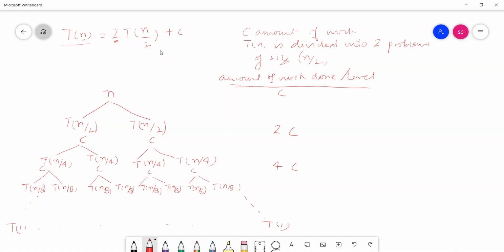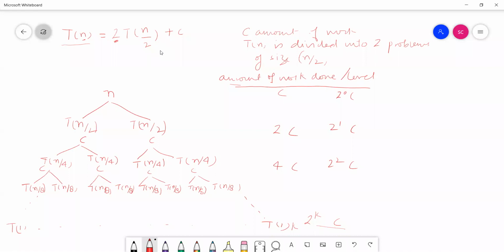Now suppose this is level k. So here we'll have 2 to power k times c. Why? Because this is 2 to power 0 times c, this is 2 to power 1 times c, this is 2 to power 2 times c. So at level 0 we have 2 to power 0 times c, at level 1 we have 2 to power 1, at level 2 we have 2 to power 2. So if we assume depth as k, then at level k we'll have 2 to power k times c. So this is the amount of work done here.